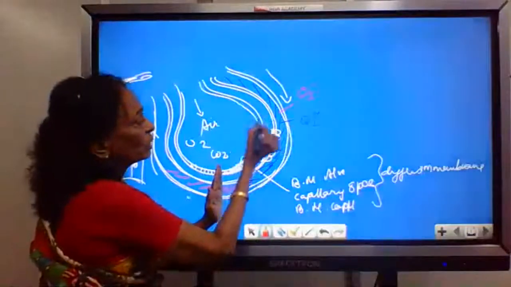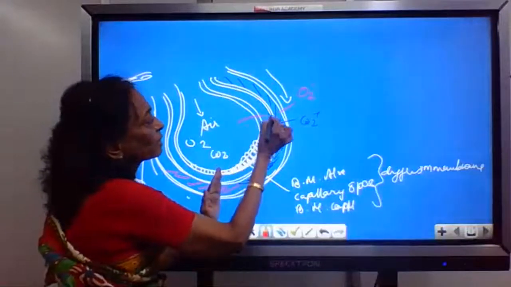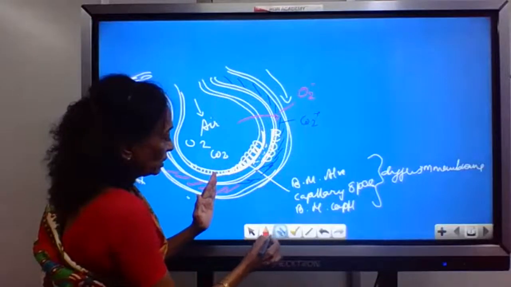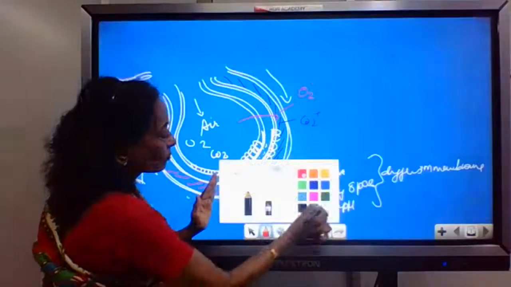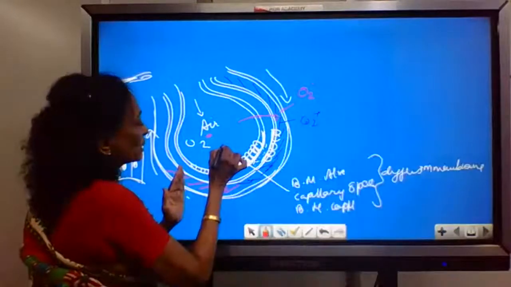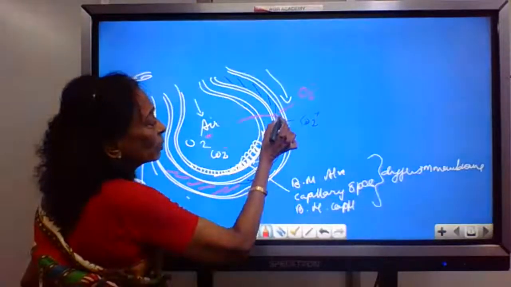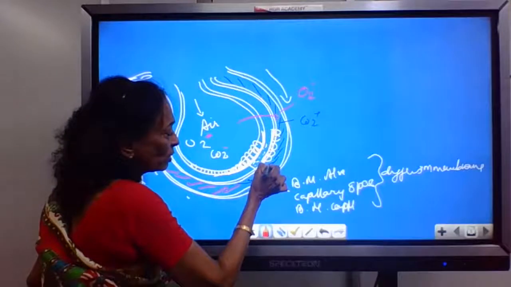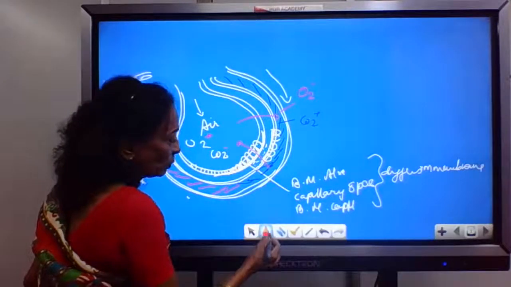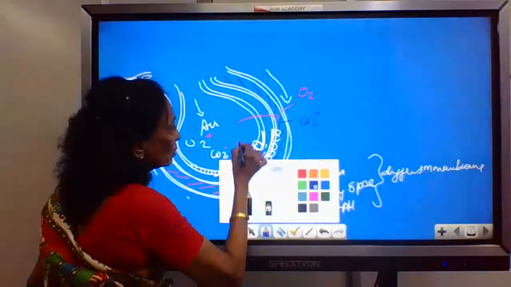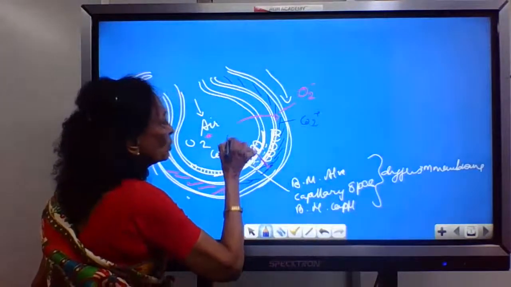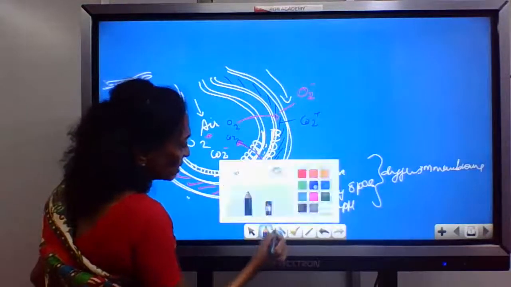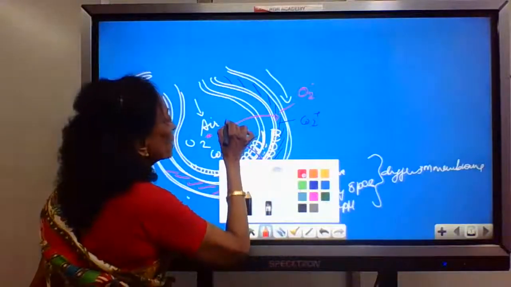Now O2 is more here and less here, so O2 from here passes in here. CO2 is more here and less here. O2 is more and CO2 is less in the alveoli. So from the alveoli, oxygen gets into the deoxygenated blood, and the CO2 from the deoxygenated blood gets into the alveoli, the backward flow. Understand, this is CO2 and this is O2.